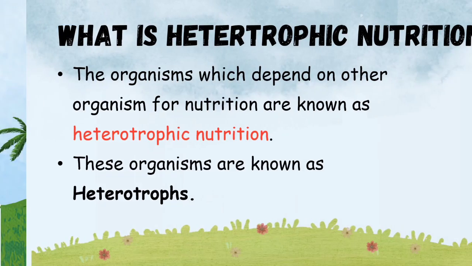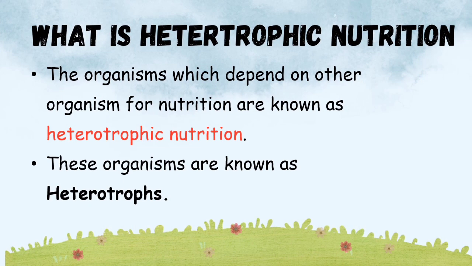Heterotrophic nutrition. What is heterotrophic nutrition? The organisms which depend on other organisms for nutrition are known as heterotrophic nutrition. These organisms are known as heterotrophs. So, heterotrophic nutrition refers to organisms that rely on other species for sustenance. We refer to these species as heterotrophs.